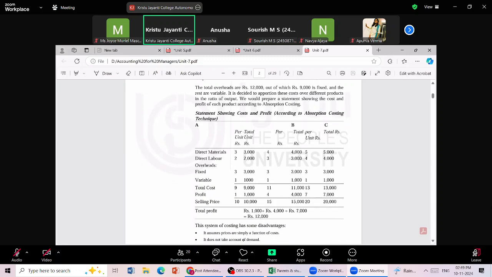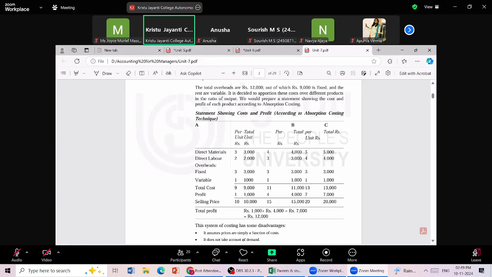So that is a selling price. So selling is 15, 20, 10, 15, 20. So how much is my output? 1000 rupees. So 1000 into 10, 10,000. 15 into 10, 15,000. 20 into 10, 20,000.